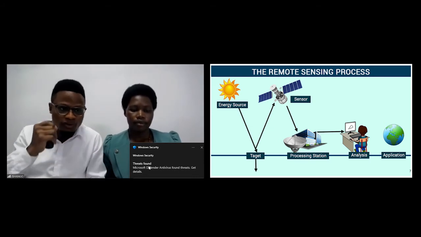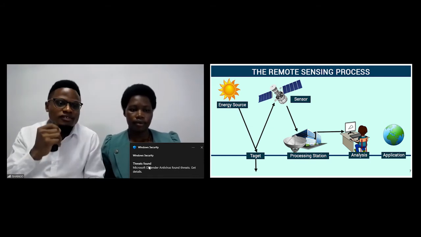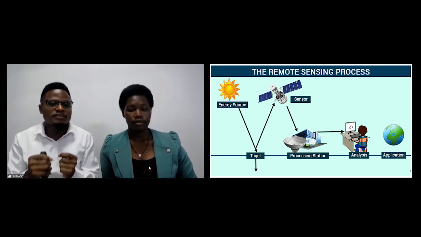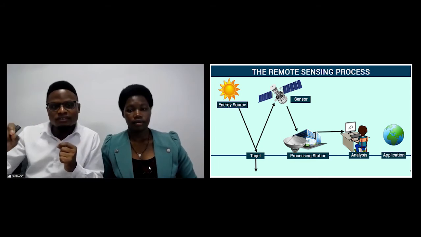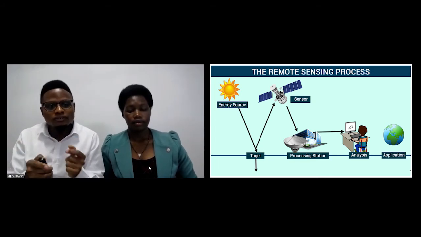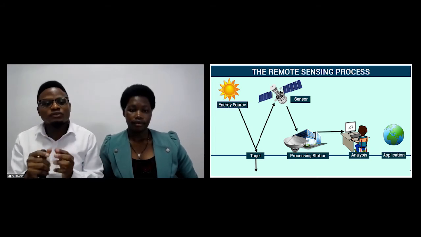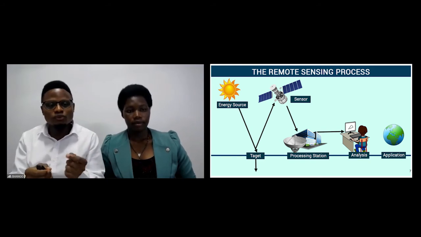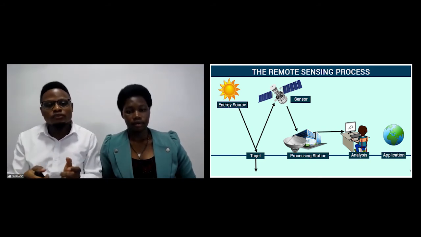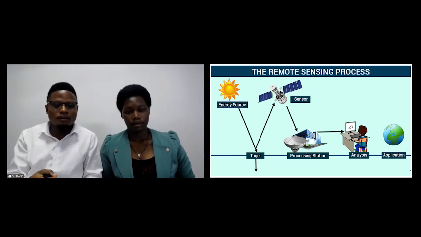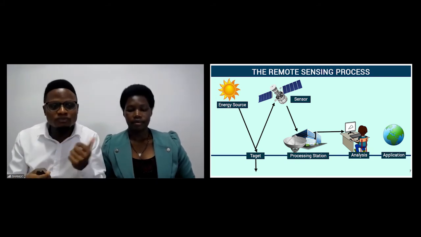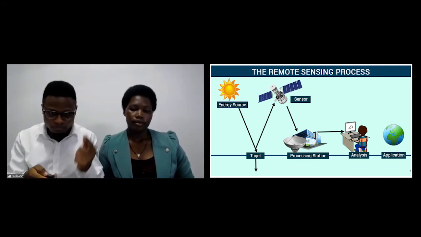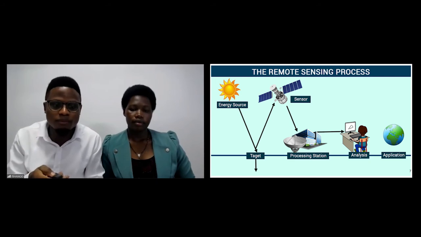The first requirement of remote sensing is an energy source, which provides electromagnetic energy to the target of interest, which is the ground, and the target will transmit that energy to the sensor. The recorded energy from the sensor is transmitted to the station for processing, where the data are processed into an image. The processed image is interpreted and visualized in order to extract information from the target. And the last step is to use that information for some application.